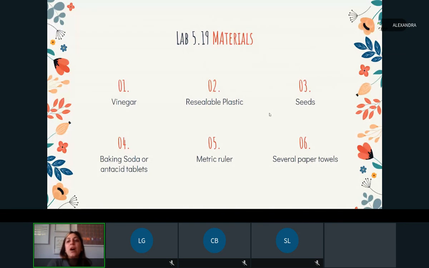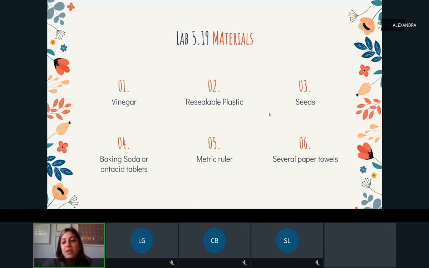But at home, if you don't have vinegar, it can be any type of vinegar, white vinegar, apple cider vinegar, red wine vinegar, it doesn't matter, any type of vinegar that's pretty much found in the kitchen. And it's typically a household baking or cooking item. But if you don't have any of these materials, please let me know.